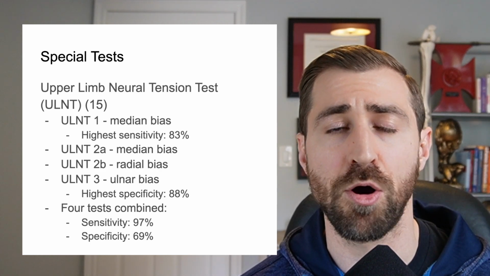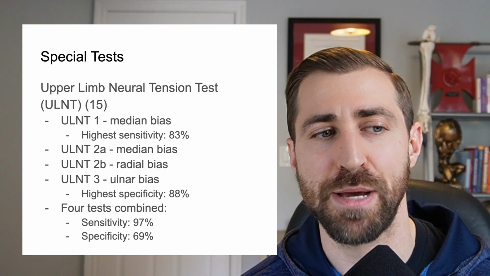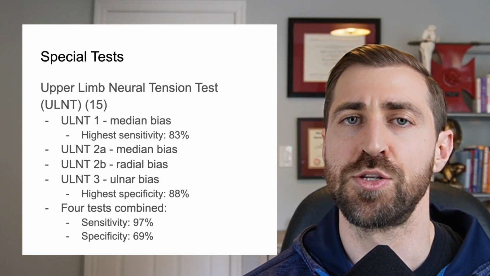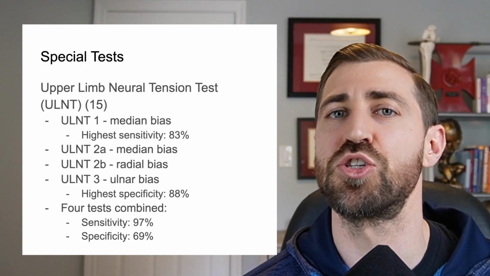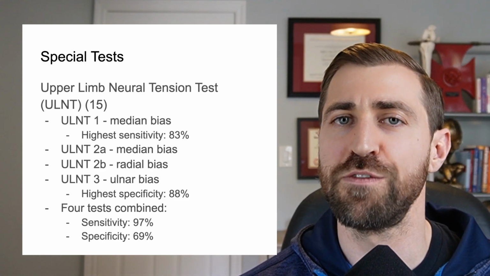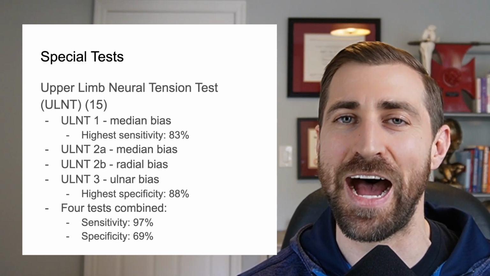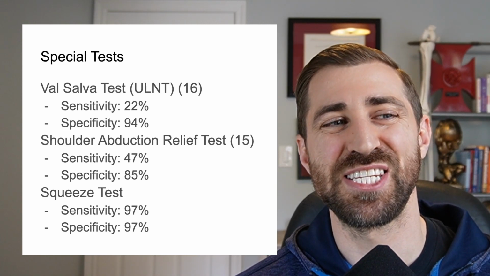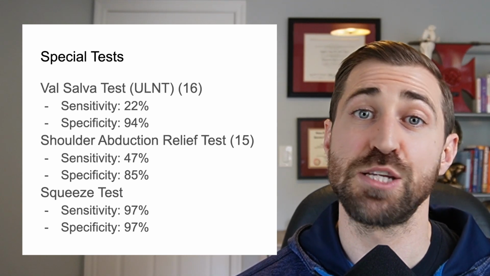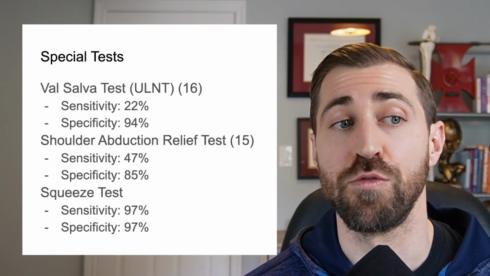When you combine all of these four tests, they have a sensitivity of 97% and a specificity of 69%. So if you perform all of these tests on your patients with a suspected cervical radiculopathy and all of these are negative, there's a really good chance that the patient in front of you does not have cervical radiculopathy. The Valsalva test had a sensitivity of 22% and a specificity of 94%. So very good at ruling in cervical radiculopathy.